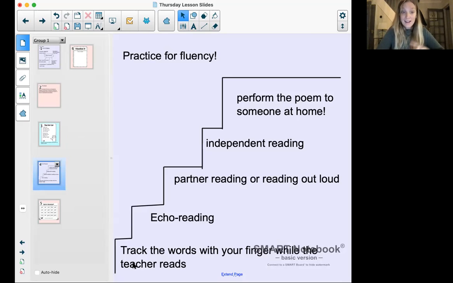So I'm going to go back to the poem because the first step you need to do is track the words with your finger. So I'm going to read it one more time and I want you to follow along on the screen to track the words with your finger as I read. And then I'm going to have you go and do your bits of practice. So that's going to take you about 10 or 15 minutes. It's not a short bit of time, but I really want you to get that fluency practice. So I'm going to go back.